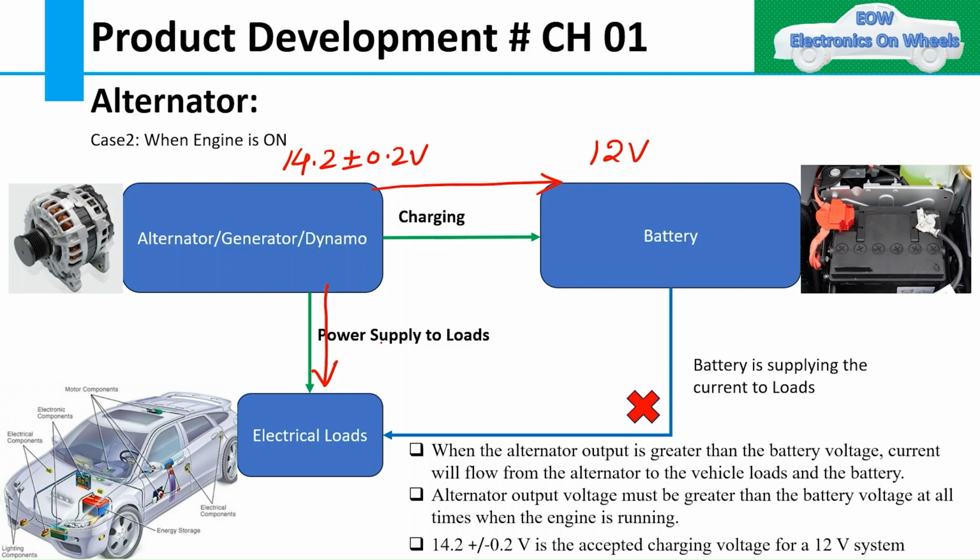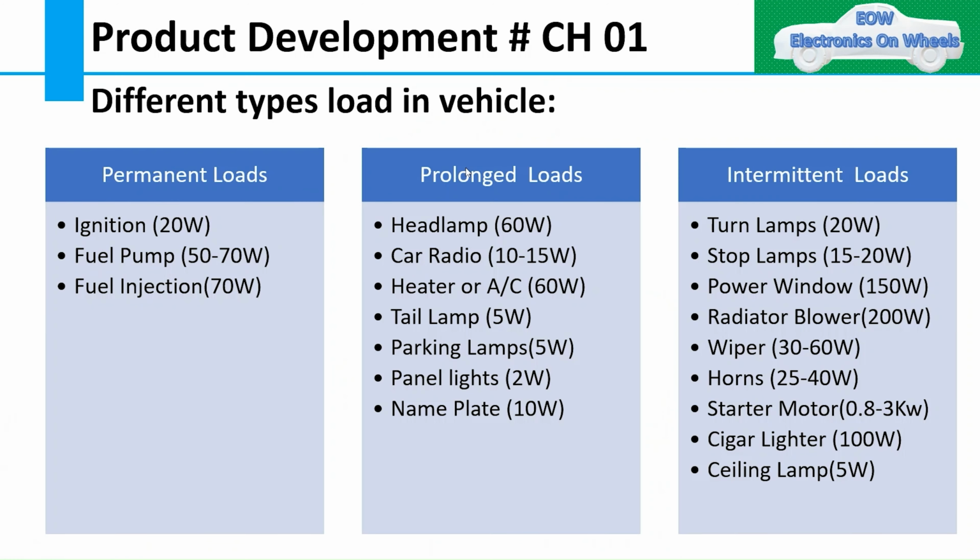If you are working on 12 volt, then this is the alternator output. If you are working on 24 volt, it's just double. That's all. So I hope you understood the alternator operation in the charging system, how it works and how it is working in the different operations. Now moving to the next one.